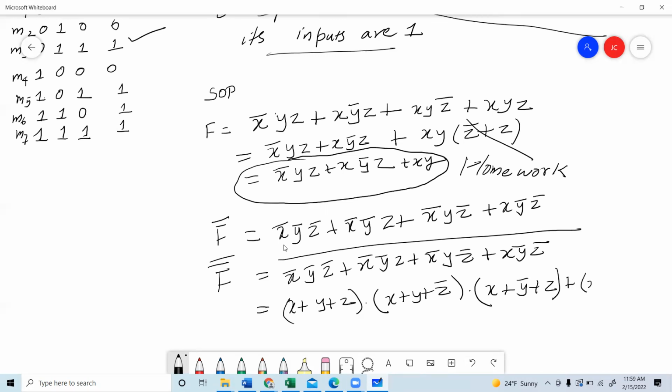plus x bar y. Sorry, there is no plus here. This is dot, right? The plus will become dot over here. So x bar plus y plus z bar. Not z bar, z.